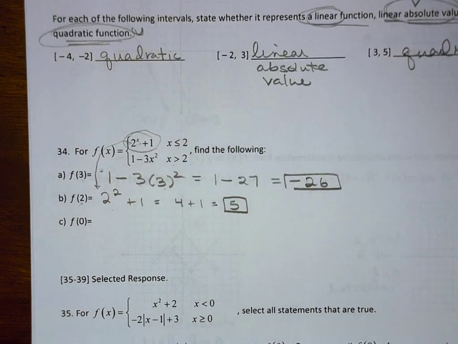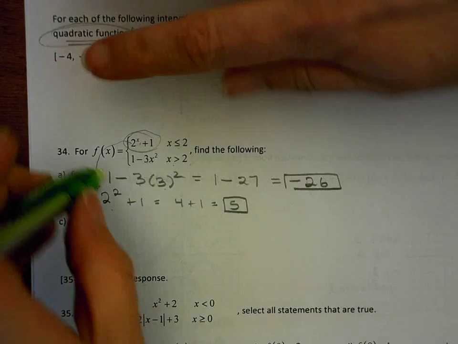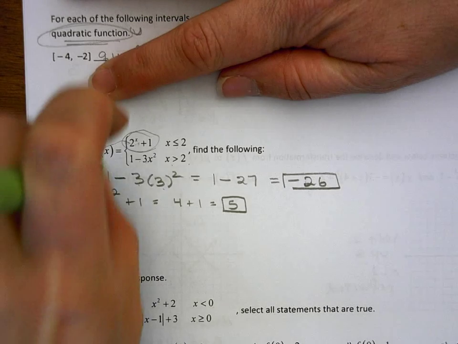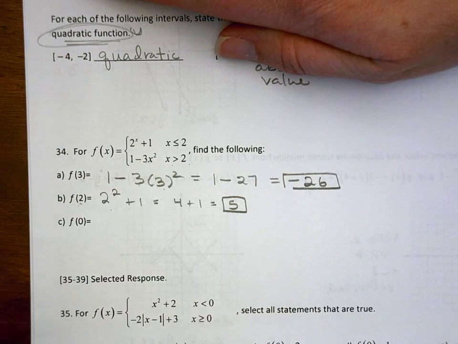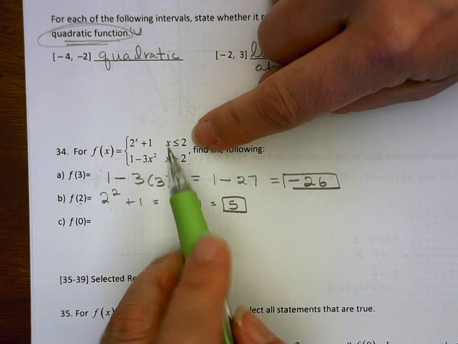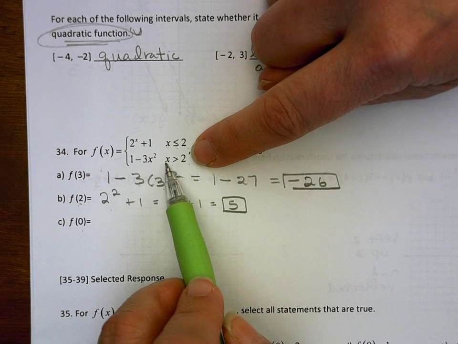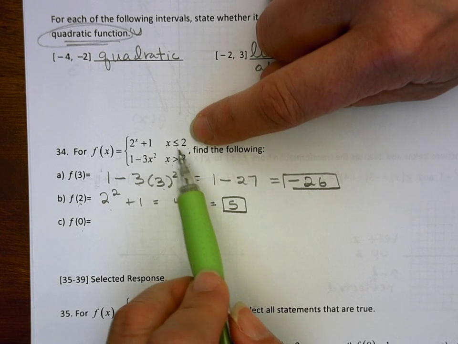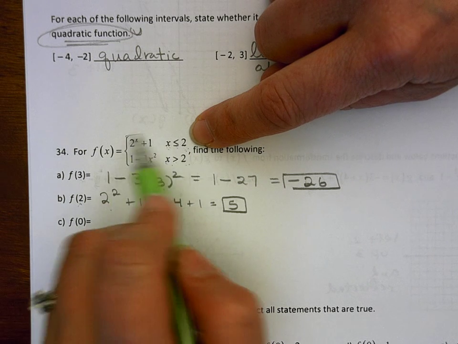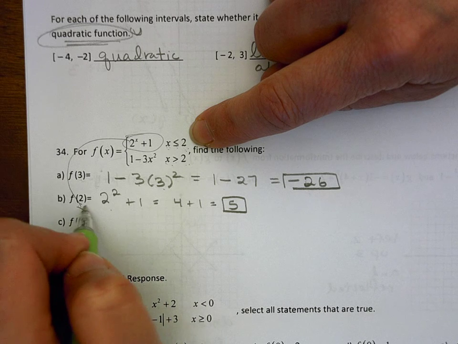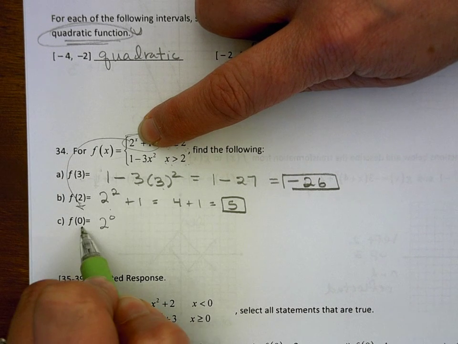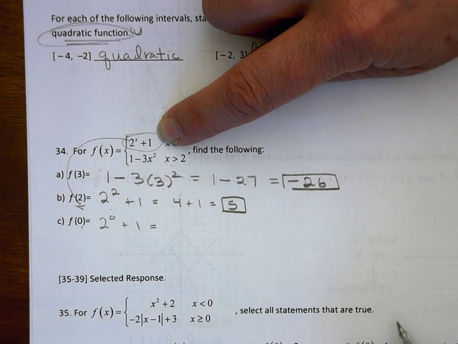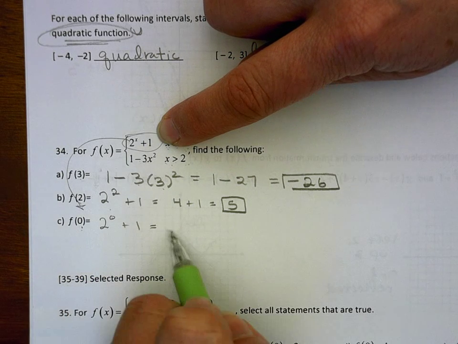Okay, and now I do it again. And now I do it for 0. So I'm going to erase because I'm starting a new problem. So now 0. Is 0 less than 2 or is 0 greater than 2? 0 is less than 2, so then I'm going to use this equation. So do the same thing, but instead of x, I'm going to use 0. And everything else stays the same. So 2 to the 0 power is 1, and then plus 1 is 2.